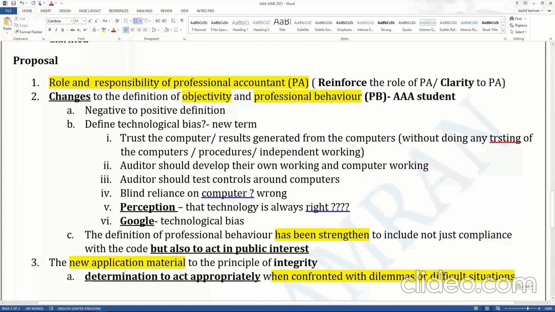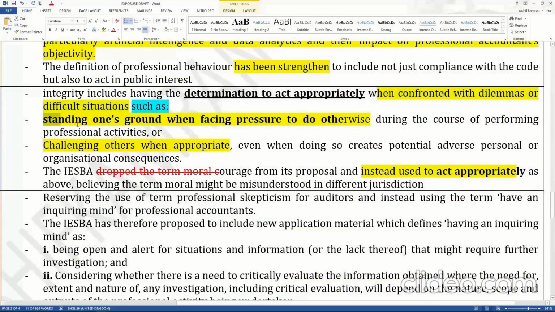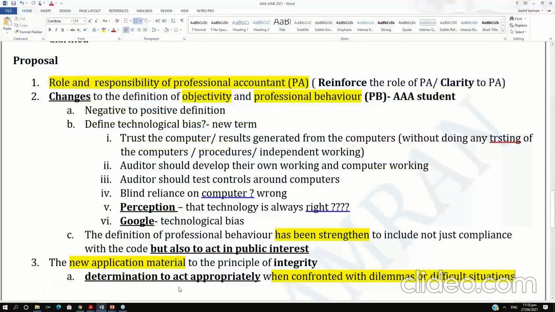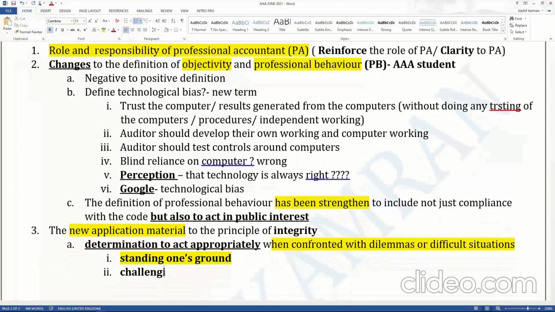Number one, determination to act appropriately when confronted with difficult situations, right? And will you remember the examples I've given you? Number one, standing one's ground. Standing one's ground, that's the first example here. Number two, challenging others. You should challenge others. That's very important, right? So these were the two areas where you should act appropriately.